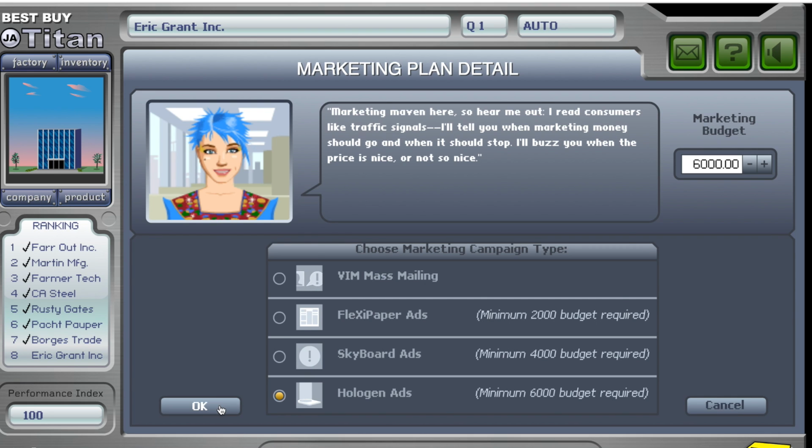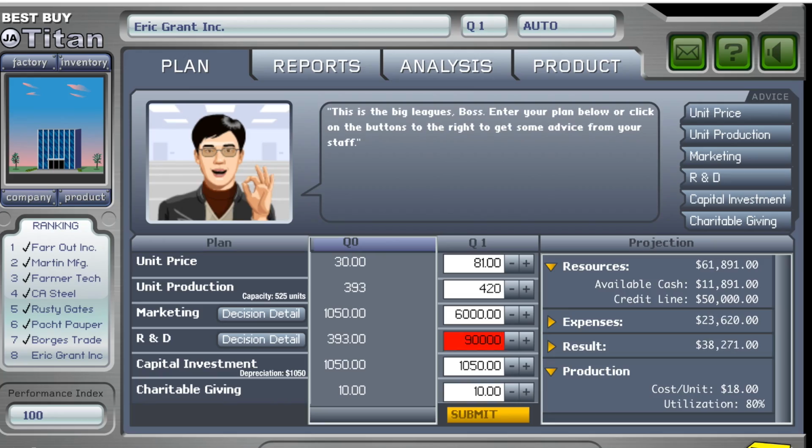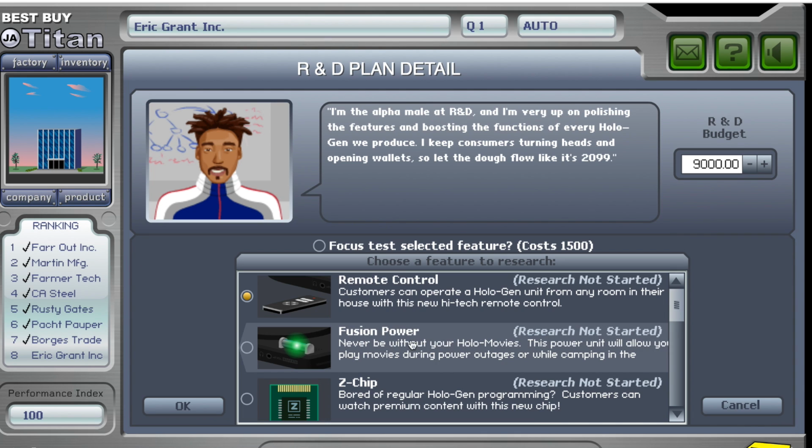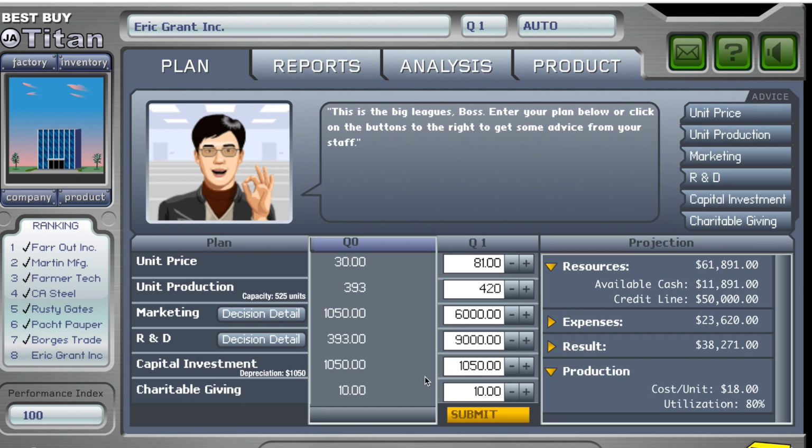Okay. On to research and development. For research and development, I think we need to invest highly in that. About 9,000 would be pretty good, because our customers, when they're paying so much money, $81 per product, are going to want to see the newest and best features here. So let's just scroll down here. Let's choose camera. Camera is going to be the feature for this quarter that we'll be researching.